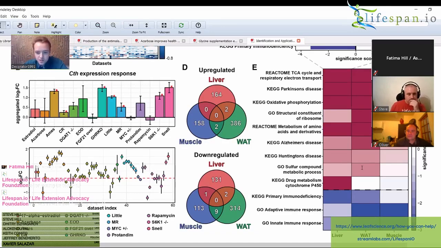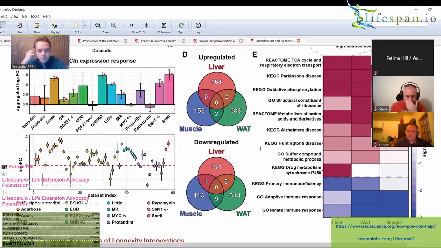Well, not surprisingly, drug metabolism was activated only in liver. This is kind of expected. And on the downside, we again saw immune response related genes. So this was basically our first set of biomarkers.